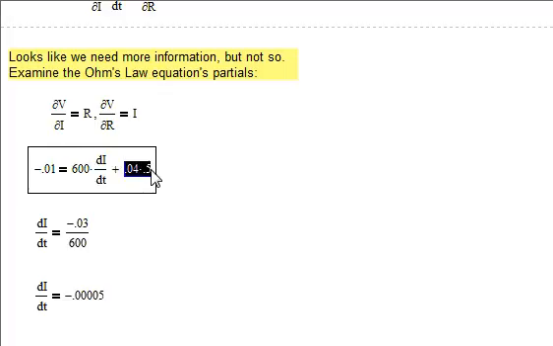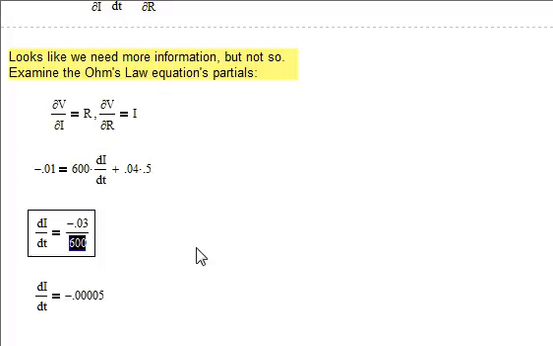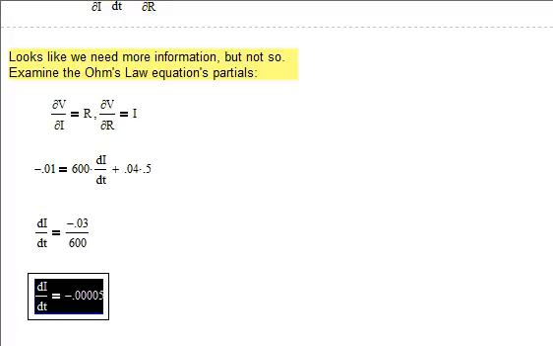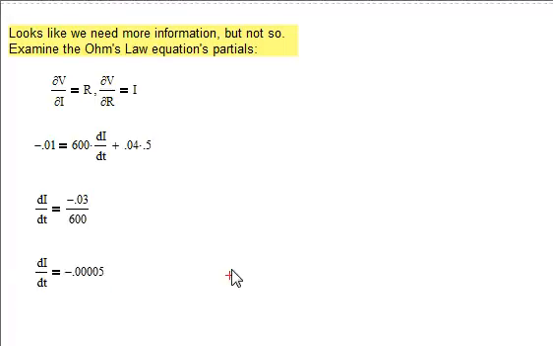You could multiply this out and subtract that 0.02 from both sides of the equation. So then we have negative 0.03 here, and then divide both sides by 600. And if you do the arithmetic on that, the change in the current at that instant is negative, so it's getting less current.